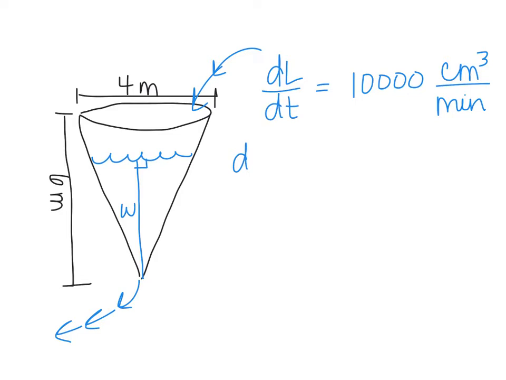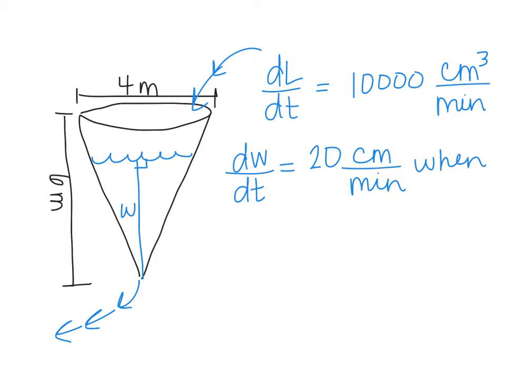So it says that the rate at which the water level is rising, so that's dW/dt, is 20 centimeters per minute when the height of the water is 2 meters. So dW/dt is equal to 20 centimeters per minute when the height of the water, which I have labeled as W, when W is equal to 2 meters.